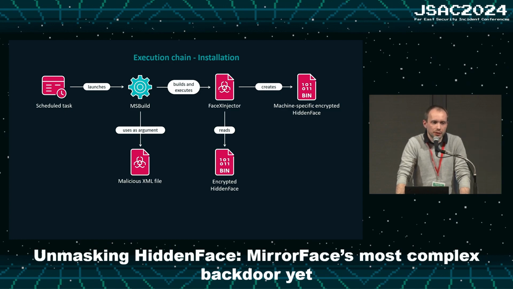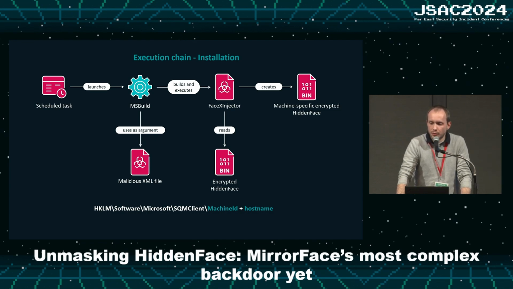Once HiddenFace is decrypted, FaceXInjector moves to the next step, which is AES encryption of HiddenFace using machine-specific information. To generate the machine-specific AES key and IV, FaceXInjector first concatenates the machine ID value obtained from the registry and the machine's hostname. Then, again, it computes a SHA-384 hash of the result, and as in the previous case, the first 32 bytes serve as the AES key, and the remaining 16 bytes are the IV.